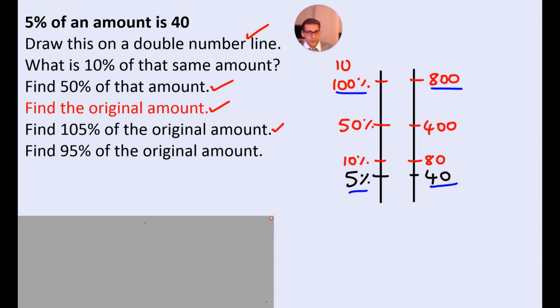So 105% is 840, and then finally we have 95%. So 95% is going to be, in this case, 100% take away 5%. So 800 take away 40. So 95%, 800 take away 40 is 760. Hopefully you got that right. If you did, you're ready to start percentage decrease.